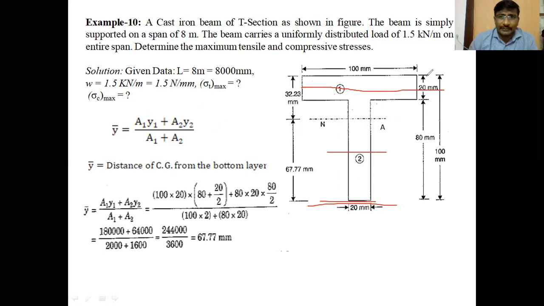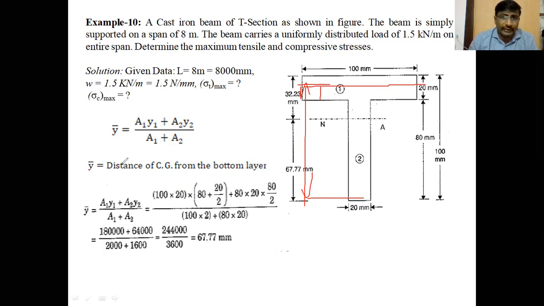So a1 is 100 mm into 20 mm, the flange area is 100 into 20, into what is y1? y1 is the center of gravity of the first area from the bottom layer. It is a rectangle, so the center of gravity must be at mid depth. From this place to this place is 10 mm, and the remaining distance is 80 mm. So 80 plus 20 by 2, that is 90 mm. From the bottom layer, the center of gravity of the first area is 90 mm, 80 plus 20 by 2.